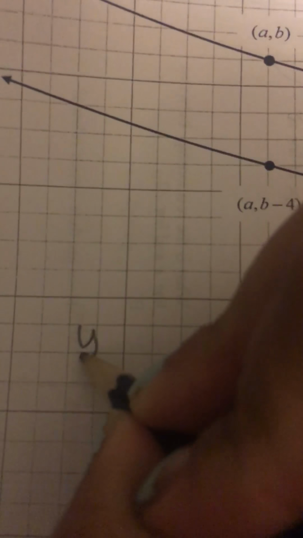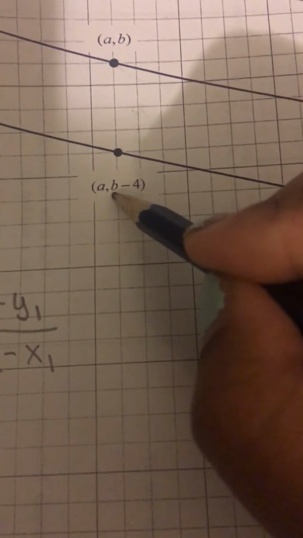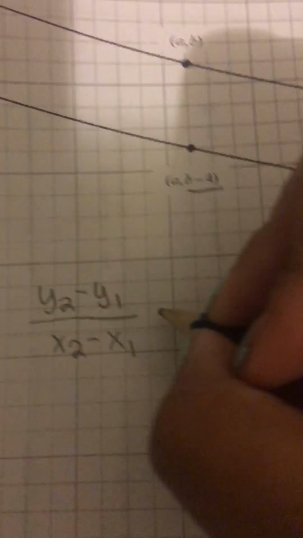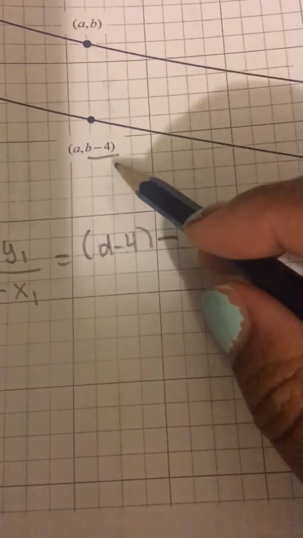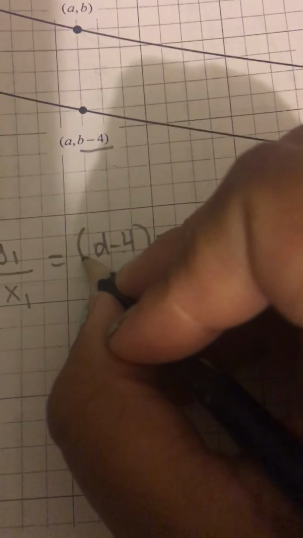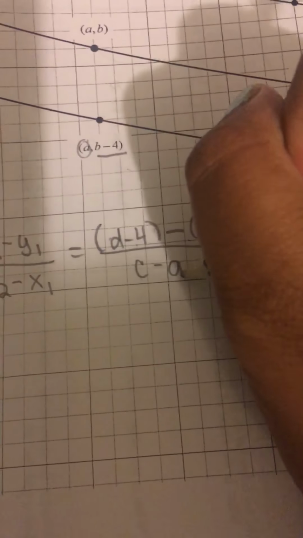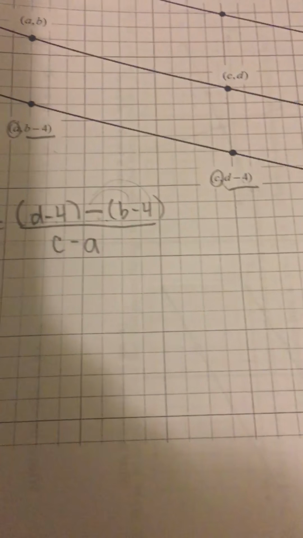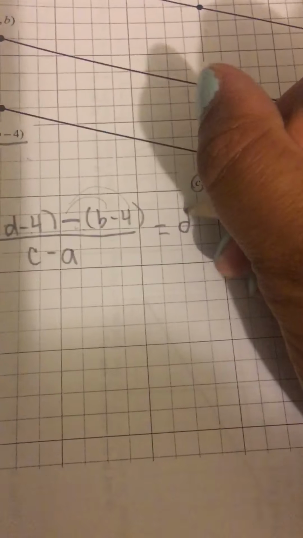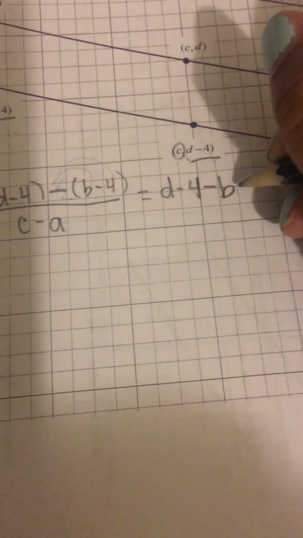So remember, the slope formula is y2 minus y1 over x2 minus x1. So my y values here wind up being d minus 4. I'm going to put it in parentheses to differentiate from this minus and this subtraction. Minus b minus 4. All divided by c minus a. Alright, I'm going to distribute the subtraction into here and treat it like a negative. And I'm going to drop the parentheses. So I have d minus 4. This is straight up algebra. Negative times b is negative b becomes minus b. A negative and a negative become a positive, so it's plus 4.